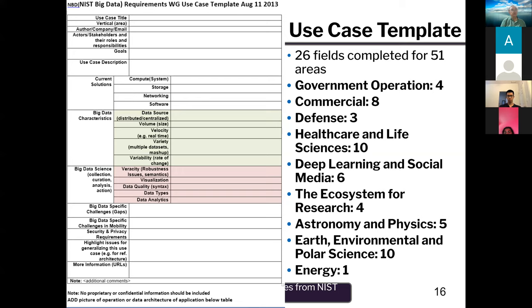The impetus of the NIST effort motivated people to quickly fill in these use cases. And they divided into these nine areas: government operations, commercial, defense, healthcare, which is a mix of research and commercial, social media and deep learning, ecosystem for research, like accelerators and light sources, astronomy and physics, environmental and earth science, and energy. All right, so that's the 51 use areas.